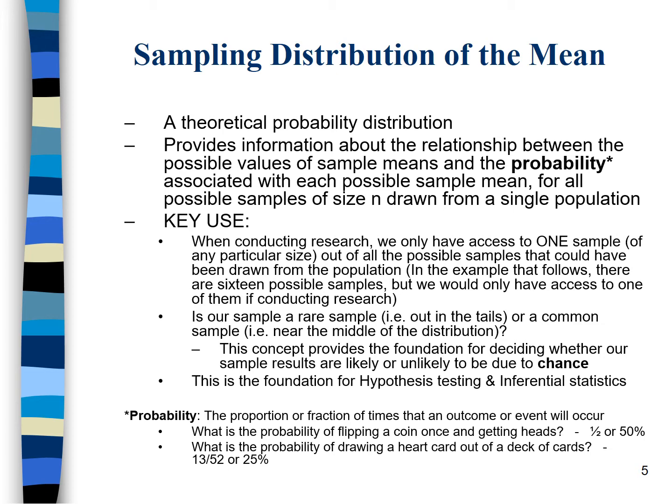And so let's move back down to the second bullet point under key use once again. Do we have a rare or a common sample? Why is this important? Well, this concept provides a foundation for deciding whether our sample results are likely or unlikely to be due to chance. And you're going to hear me use that word as we get into hypothesis testing and inferential statistics. Being able to quantify common versus rare, sample results that are accurate or due to chance, that's the foundation for hypothesis testing and inferential statistics.